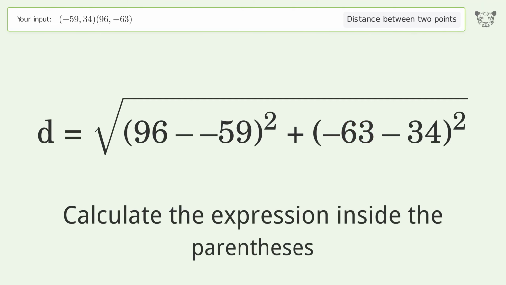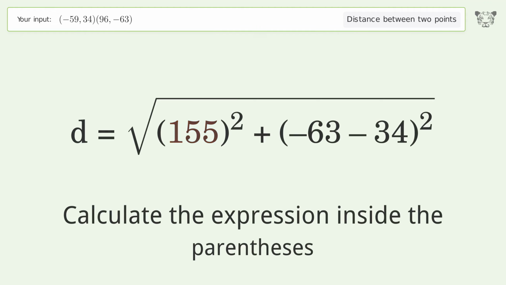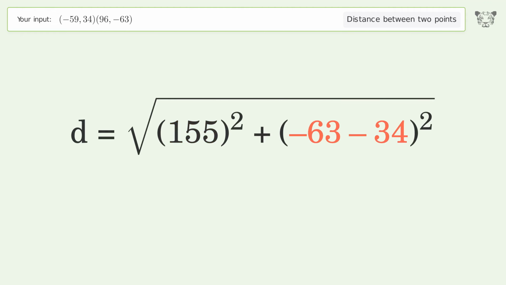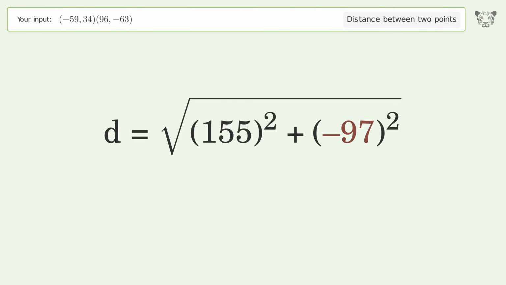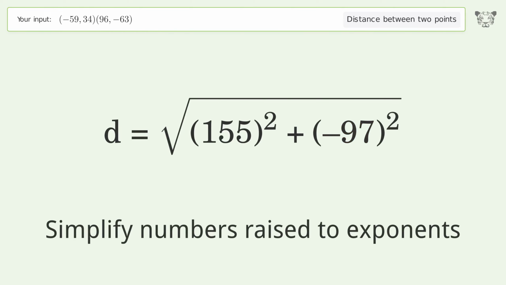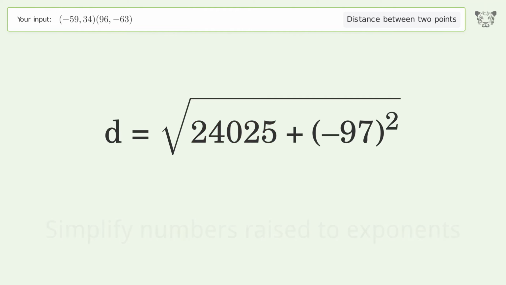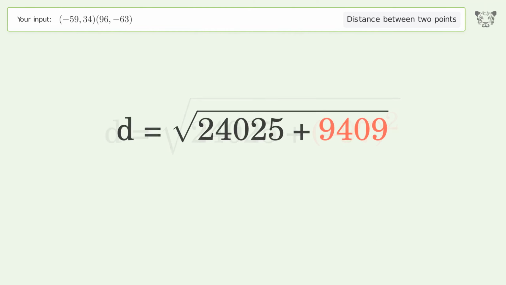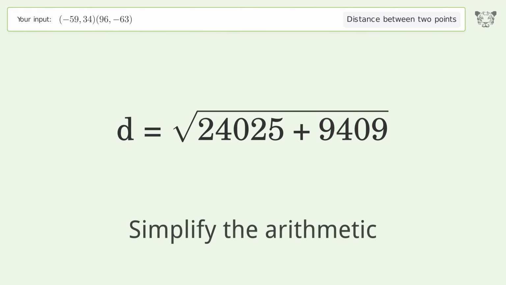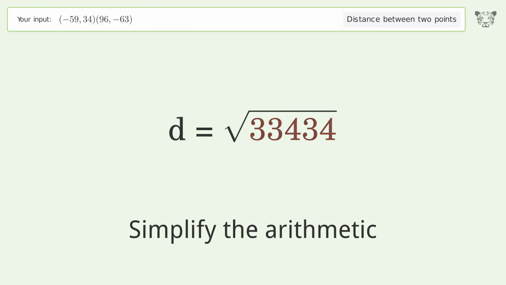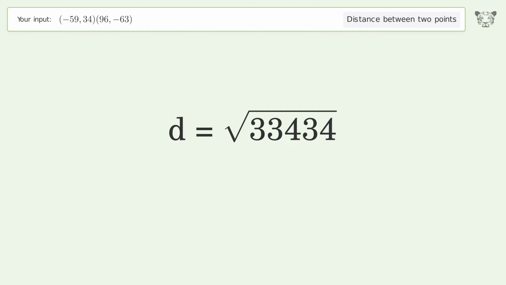Calculate the expression inside the parentheses. Simplify numbers raised to exponents. Simplify the arithmetic. And so the distance between the 2 points is the square root of 33,434, or 182.85.